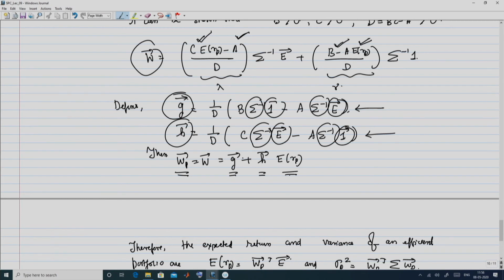That means that any portfolio that rides on the efficient frontier will have the weights W p given by G plus H into E r p. So, the weights will simply be now a function of E r p. You can choose the different portfolios on the efficient frontier by choosing different values of E r p, which specifies your level of expected return that you want, but recognizing that your G and H are going to remain fixed.